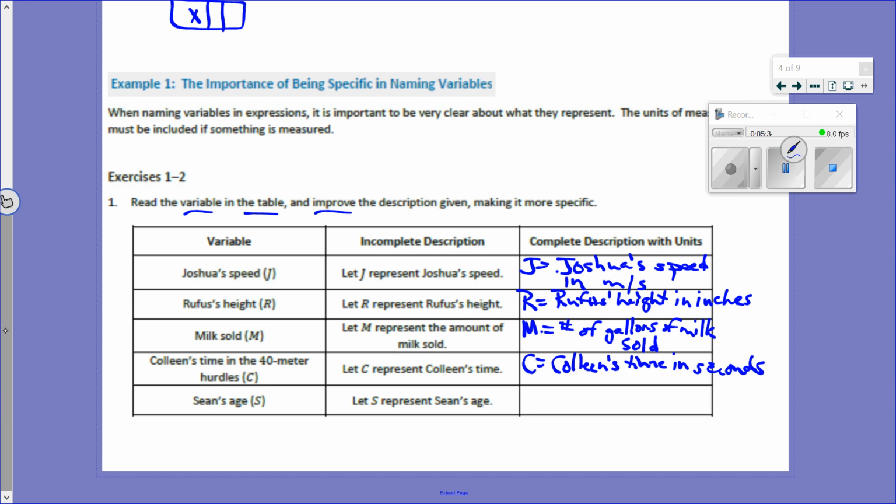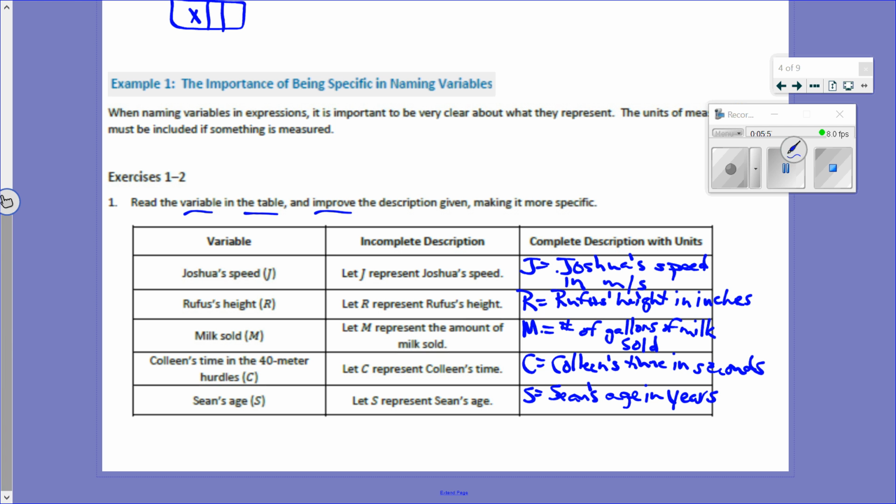Years, not months. I have no idea why I said that. Sean's age in years. Okay, is everybody okay with that? In milliseconds, I don't think that would be a very good measurement for age. So S is Sean's age in years.